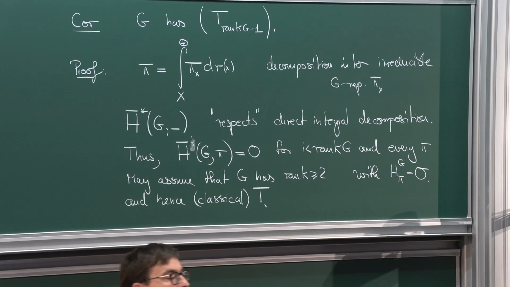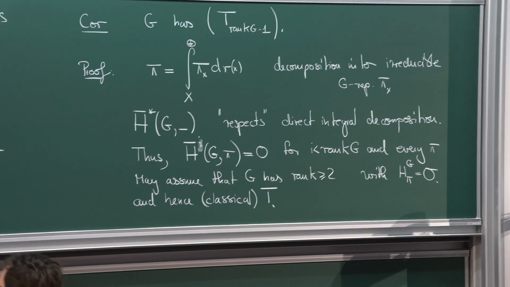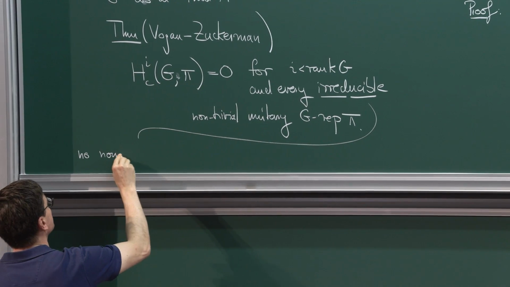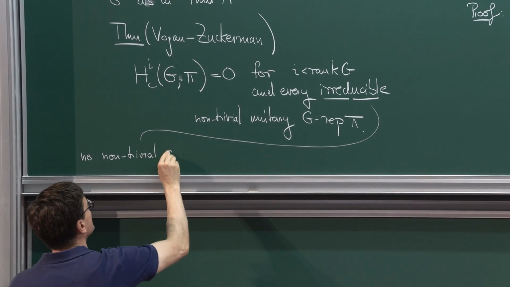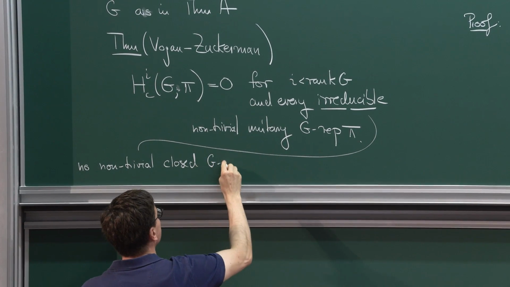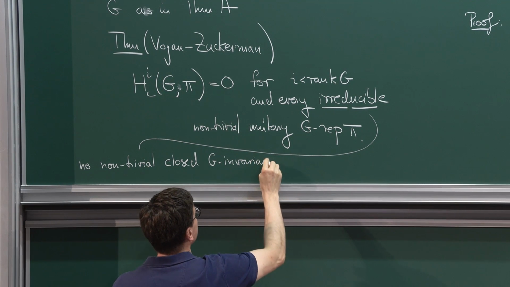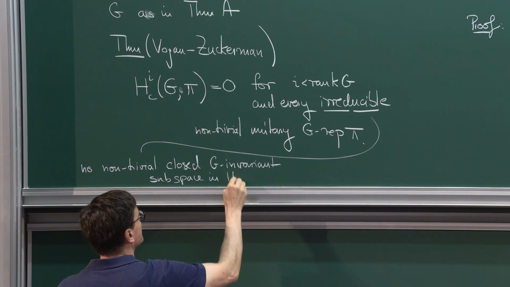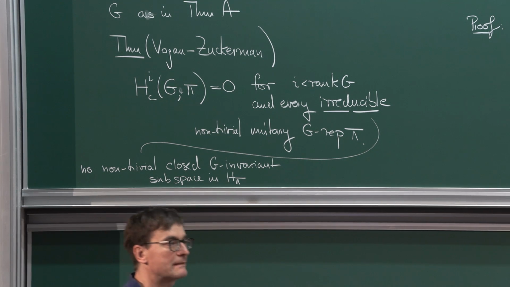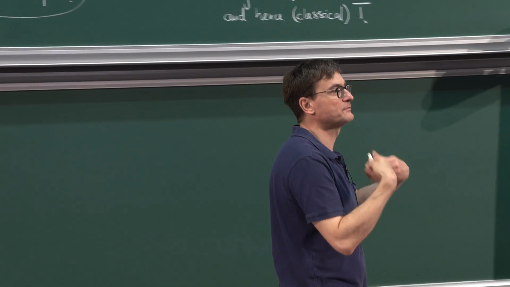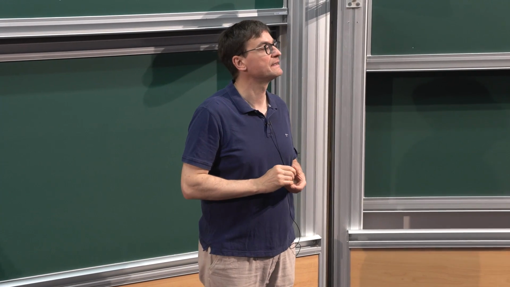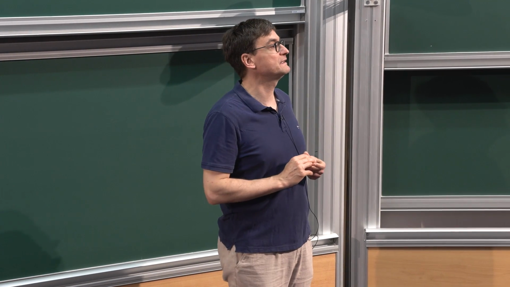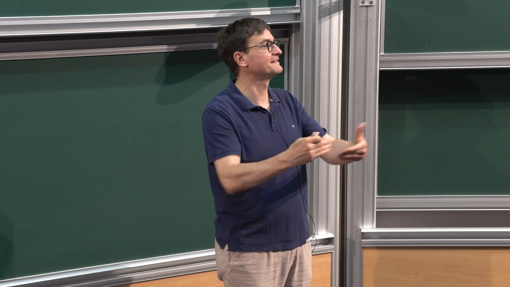What does irreducible mean? Irreducible means that there is no non-trivial closed G-invariant subspace in H, because if you have such a subspace, you could act by G just on this, and this would be a sub-representation. And non-trivial means it's not the trivial representation where G does nothing.